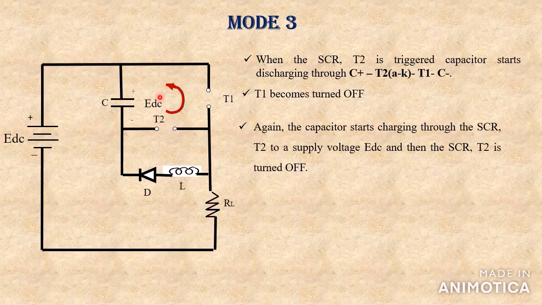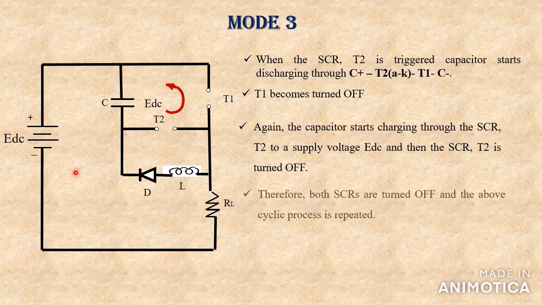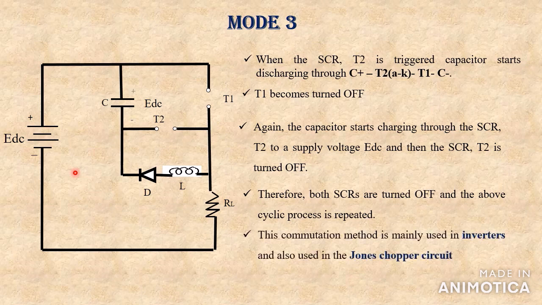This is because these two are connected in series. Whenever the voltage across this capacitor increases, the current through this thyristor will decrease. This we have already seen in the mode 1 operation. That is, this cycle will get repeated. This commutation method is mainly used in inverters and also in the Jones chopper circuit.